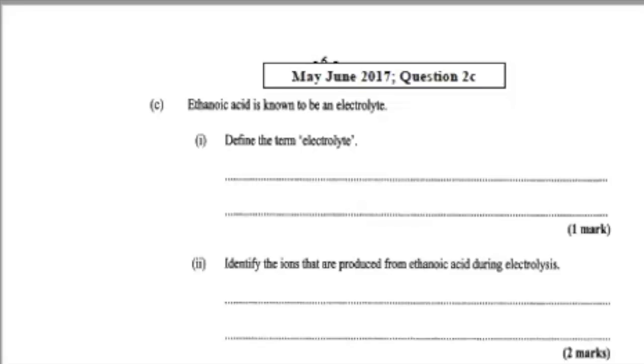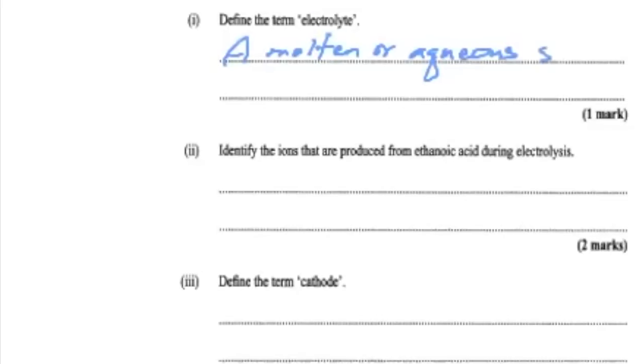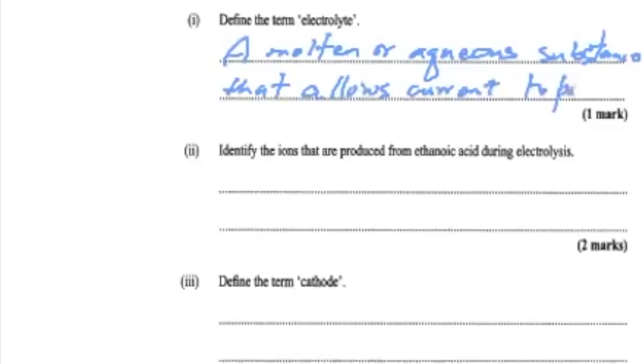So this is May-June 2017 question 2C. This is the part that deals with electrolysis. Ethanoic acid is known to be an electrolyte. Define the term electrolyte. So an electrolyte is a molten or aqueous substance that allows current to pass through.